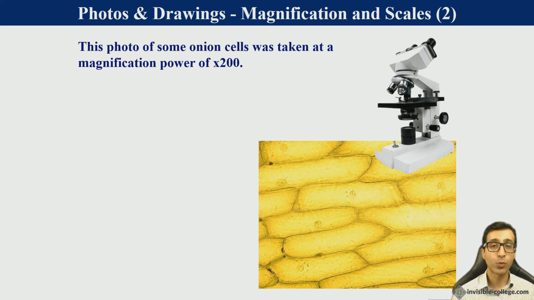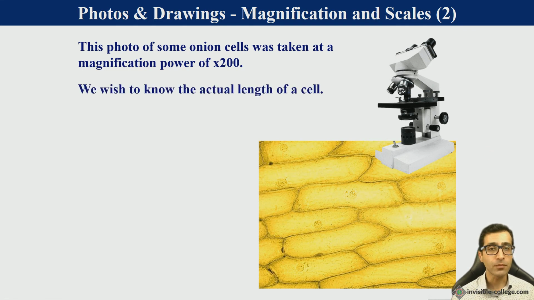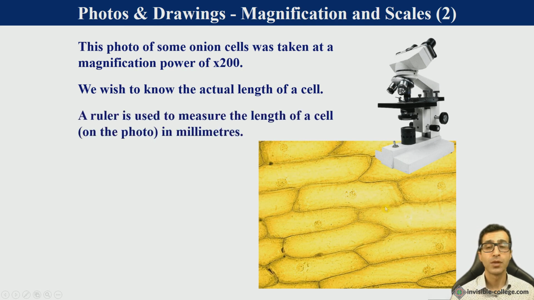So in this example we want to know the actual length of one of these onion cells. So in this case we have a photo produced from the microscope. So we have a physical photo in front of us on the desk. So in this case, the way that we would do this is we would use a ruler to measure the length of one of these onion cells on that photo in millimeters. So we might do that like this.